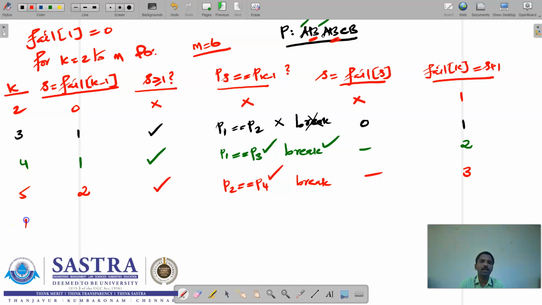Then fail of 6. S is equal to fail of k minus 1. K is 6. 6 minus 1, 5. Fail of 5 is 3. Now 3 greater than or equal to 1, the condition is true. Checking if PS is equal to pk minus 1. PS is P3, pk minus 1 is P5. P1, P2, P3, P4, P5. A and C. The characters are not equal.